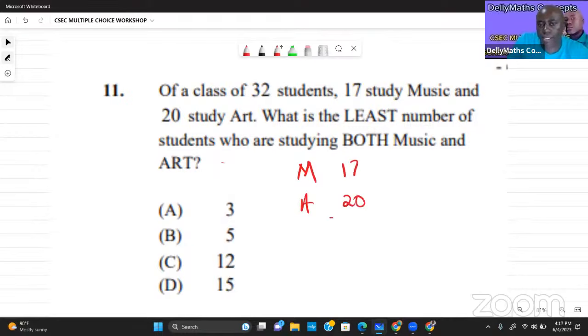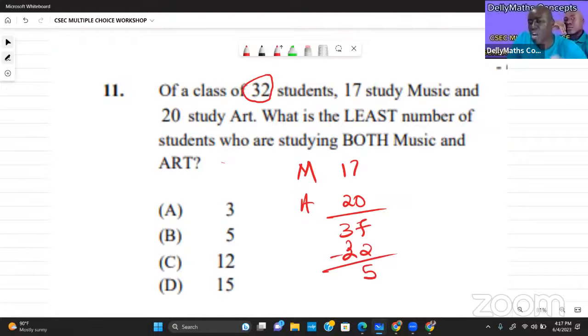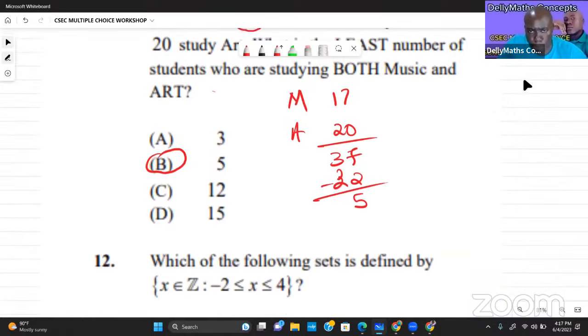Now, when we add these, we get 37. Now, this is telling me that the union is 32. So if I add my single sets and I realize it's bigger than the union, definitely there is some overlapping going on. So I want to take the 32 out of the 37 to see how many were overlapping, and we're looking at 5. So 5 is overlapping basically.